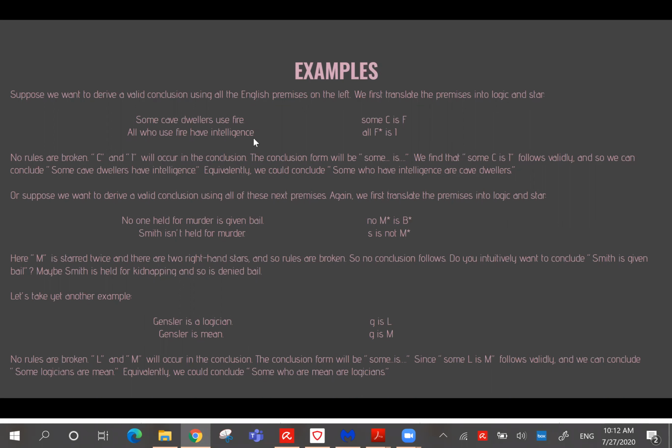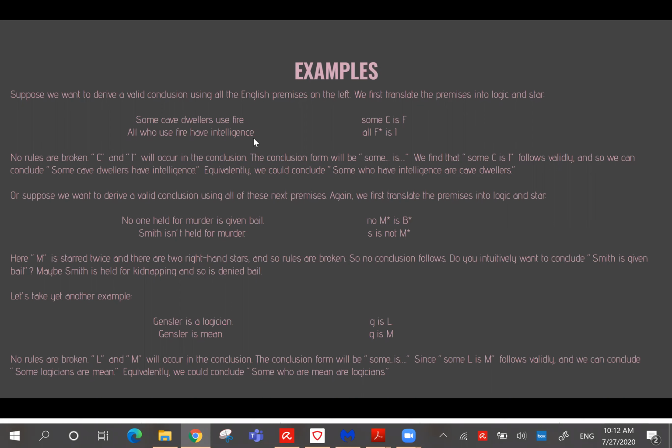The conclusion form will be some is. We find that some C is I follows validly, and so we can conclude some cave dwellers have intelligence. Equivalently, we could conclude some who have intelligence are cave dwellers.